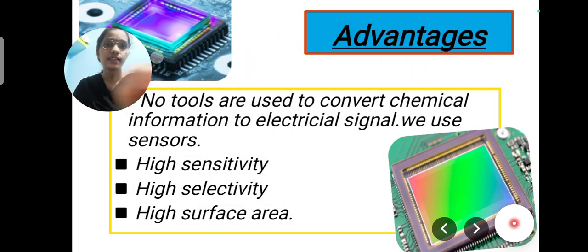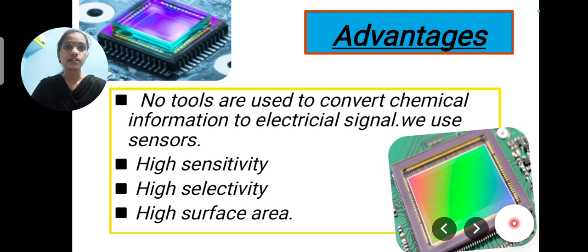Advantages of these sensors. No tools are used to convert chemical information into an electrical signal, because we use sensors. These sensors have high sensitivity, high selectivity and high surface area, as we see in the diagram. When these sensors are used, no tools are required to convert chemical information into an electrical signal. These are important to our daily life.